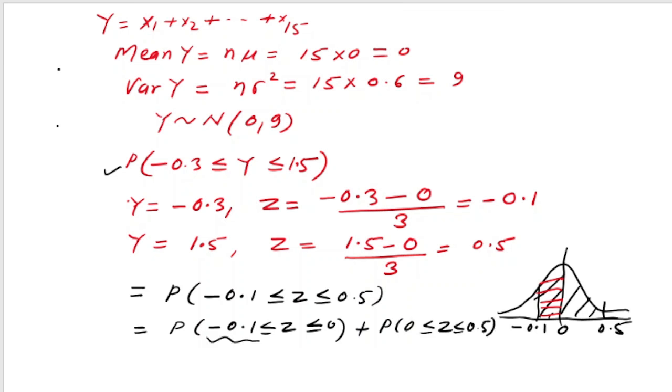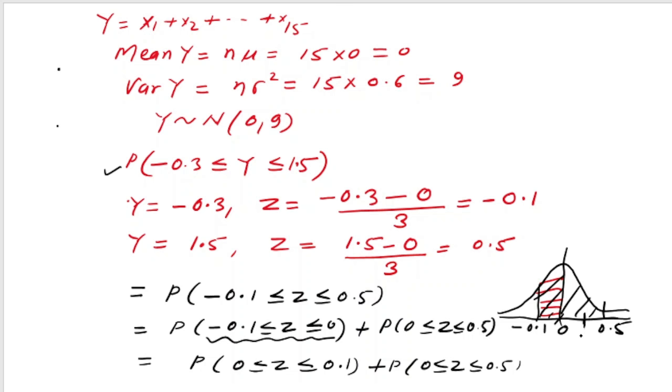Now from the symmetry of this, you know that this will be equal to probability 0 less than or equal to z less than or equal to 0.1 plus probability 0 less than or equal to z less than or equal to 0.5. I hope you understand, because if this is 0, then if suppose I say this is 0.1, then this region will be equal to this region. Now you might be thinking why I am changing it to this, because the table that I am going to use, let me write it over here, and I want to show you the table, that normal distribution table, so that you yourself can decide.